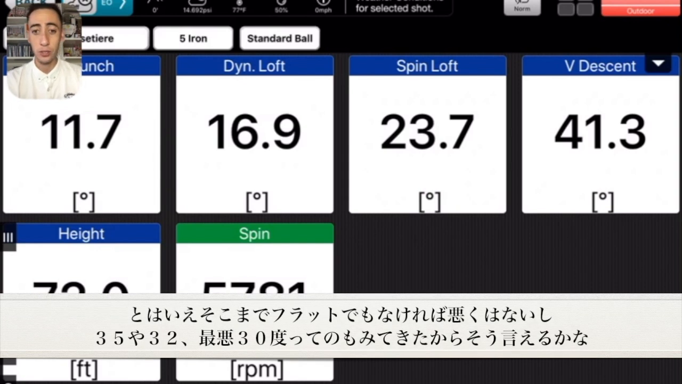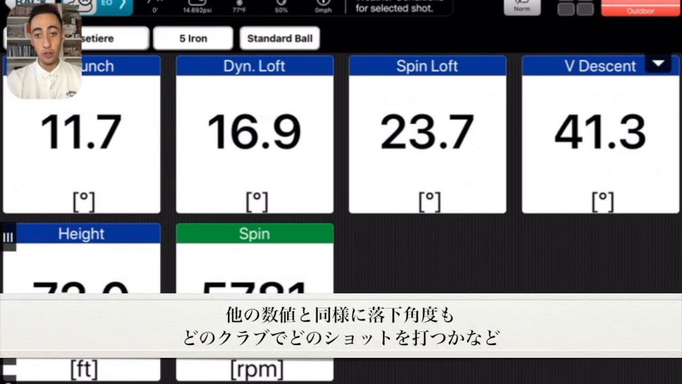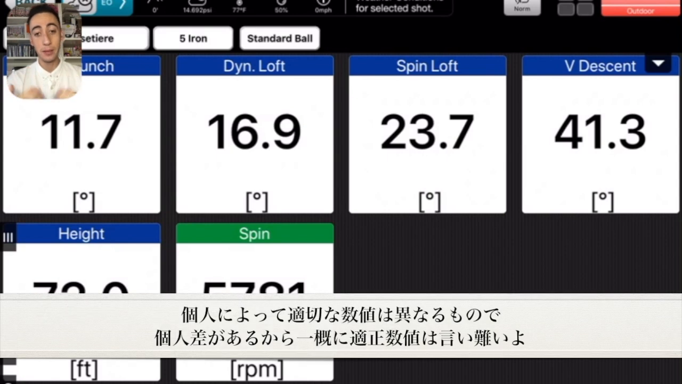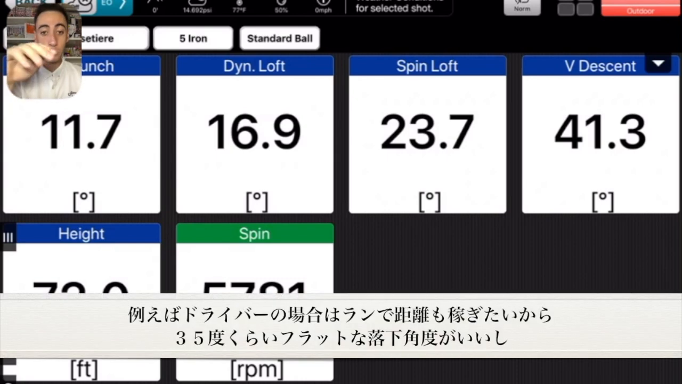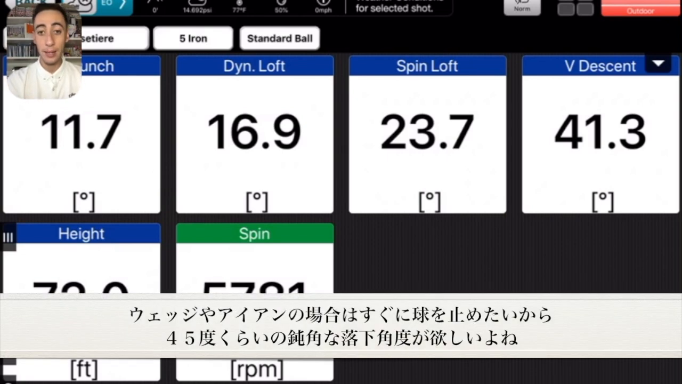I would say 35 degrees, 32 degrees, even 30 degrees I've seen is very, very flat when it comes to vertical descent angle. Again, just like with any of these data points, what is best for you depends on what club you're trying to hit and what shot you're trying to hit. If you're hitting a driver and you want optimal roll, you probably want a descent angle closer to 35 degrees so it comes in a little flatter with a little more roll. If you're hitting a wedge or an iron and you want it to stop quickly because it's firm greens, you're probably going to want a steeper descent angle closer to 45.